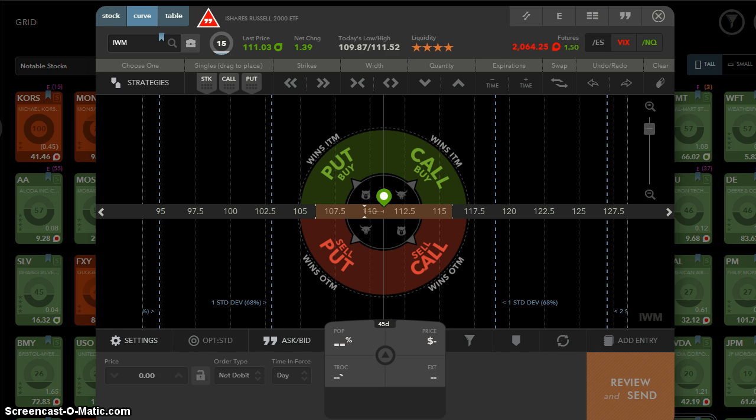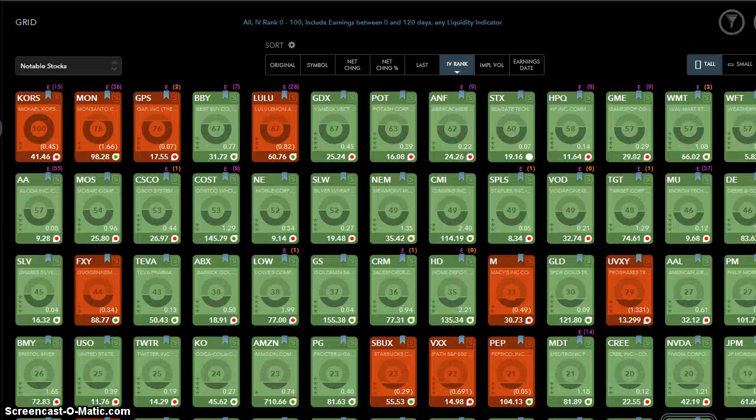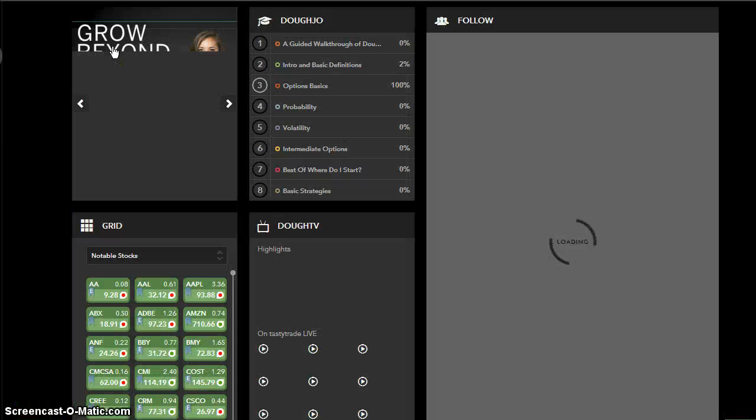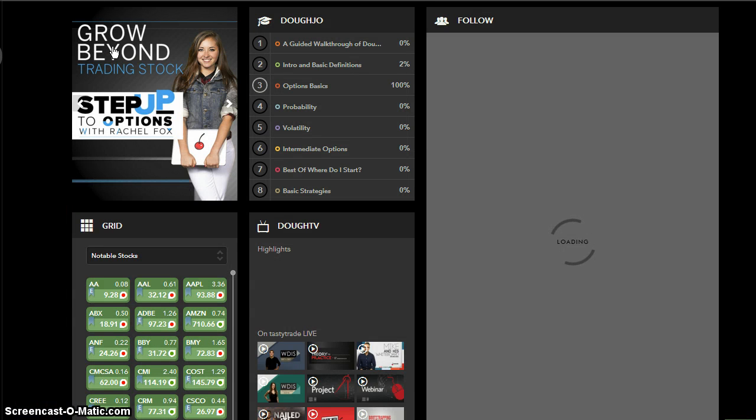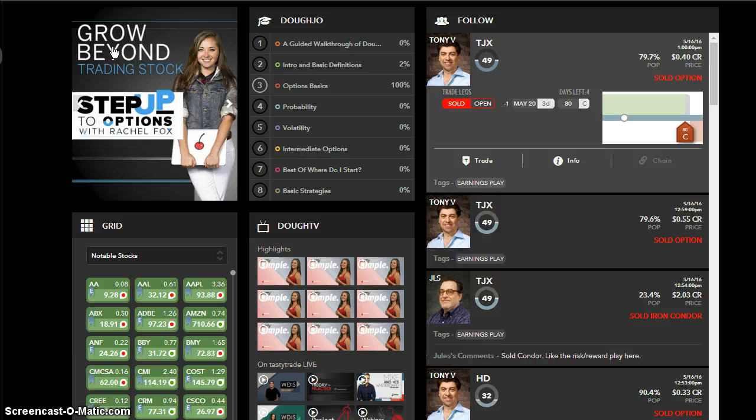So in Dole, which is the platform Tasty Trade started to work with Thinkorswim, it looks like this. It's your homepage. You should really go and take a look at this platform.